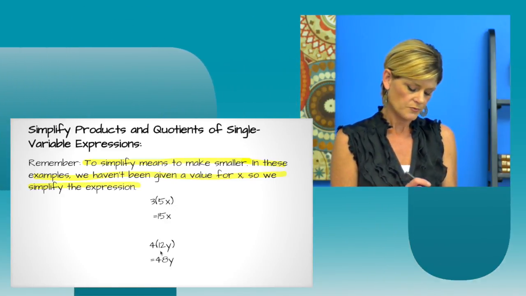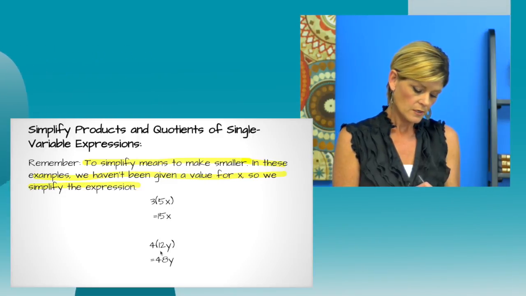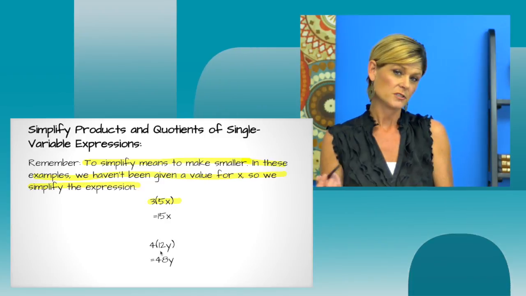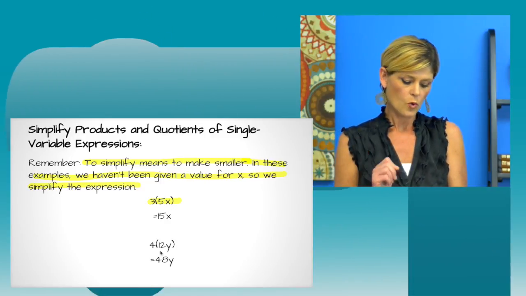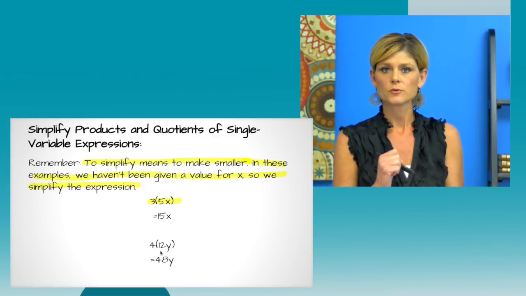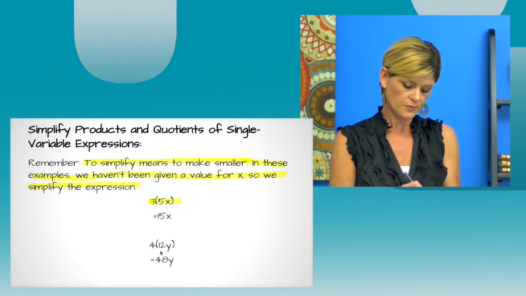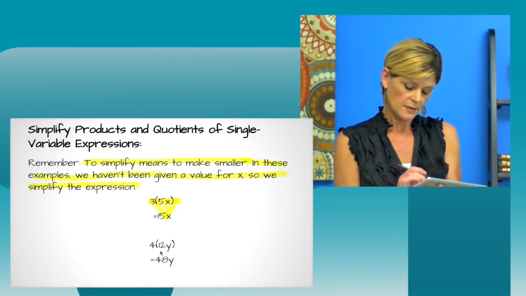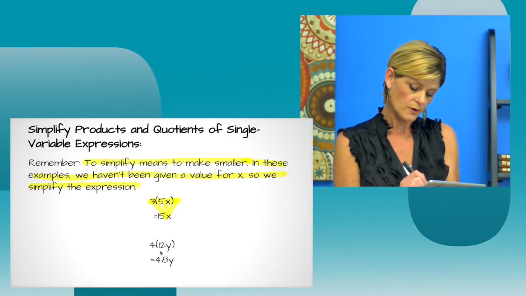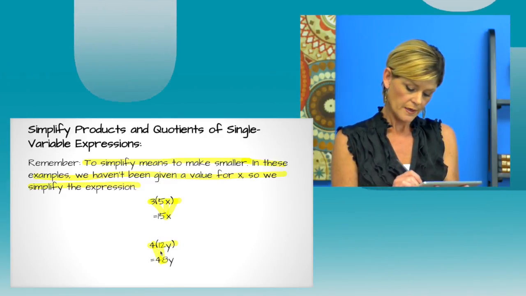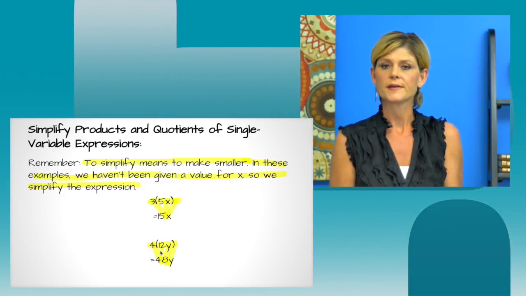Look at the first problem we've got here. 3 times 5x. Now, I can't necessarily solve it because I don't know what the value of x is. However, I can multiply 3 by 5, and I can simplify 3 times 5x into 15x. Same thing with the next problem. 4 times 12y. Simply multiply 4 times 12 and include the y, and now I get 48y.